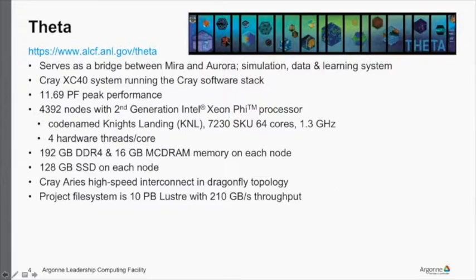The network, Cray Aries high-speed interconnect, Dragonfly topology, and of course, the project file system is a 10 petabyte Lustre file system with approximately 210 gigabytes per second throughput.